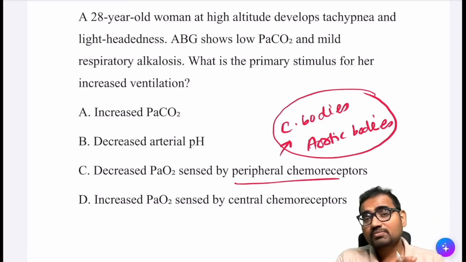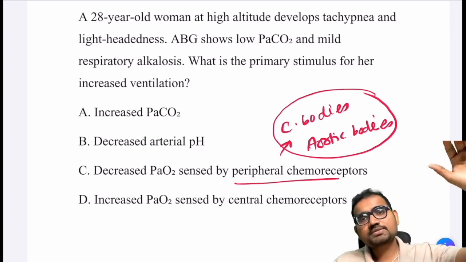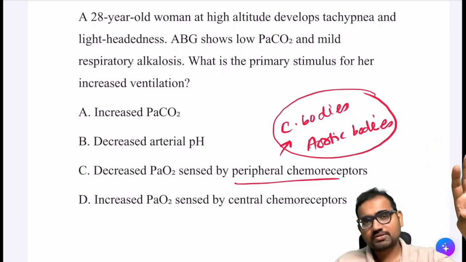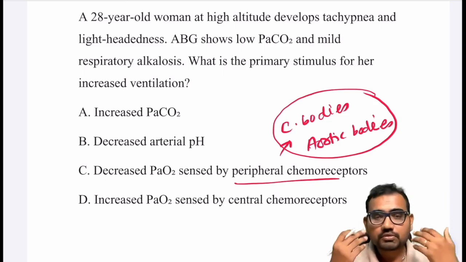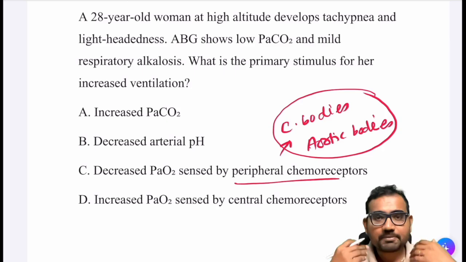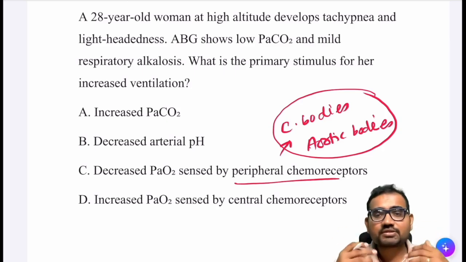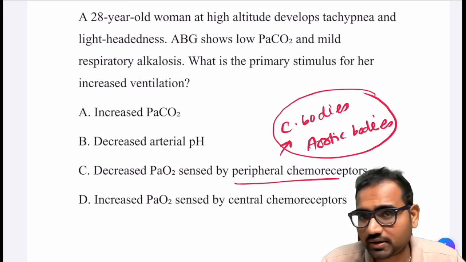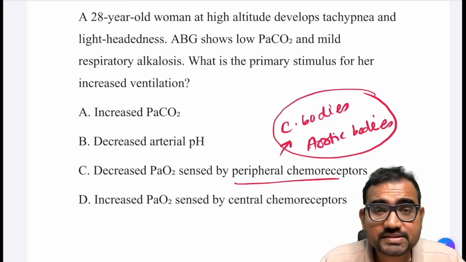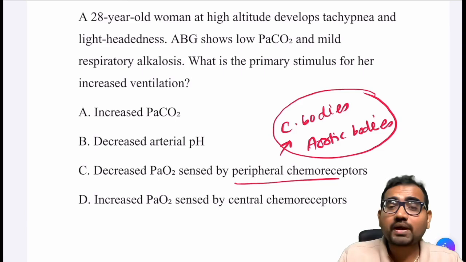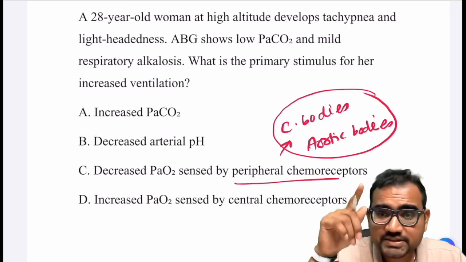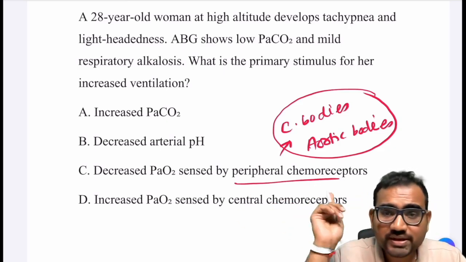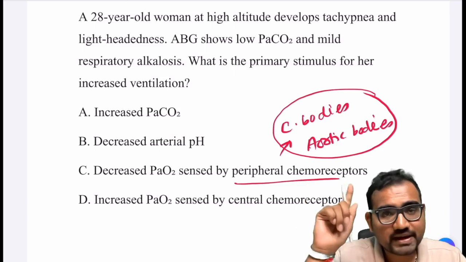So a woman moves to high altitude. What happens? There is decreased oxygen, so the body sends signals via peripheral chemoreceptors. There is sudden tachypnea, fast breathing, hyperventilation. Because of the hyperventilation, flushing of carbon dioxide takes place. The PaCO2 is reduced, and that is why the patient undergoes respiratory alkalosis. Decreased carbon dioxide means decreased hydrogen ions, so respiratory alkalosis.